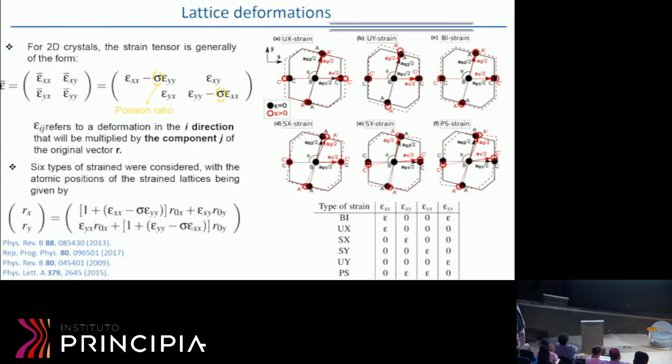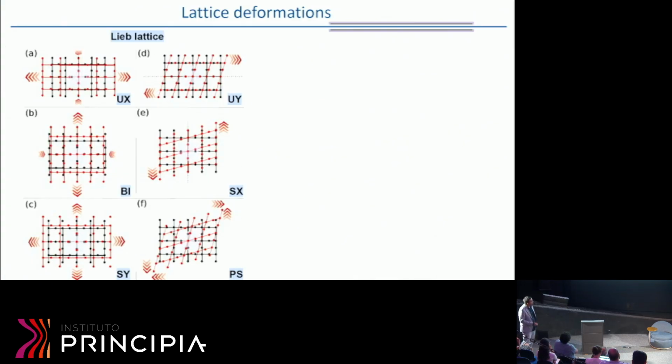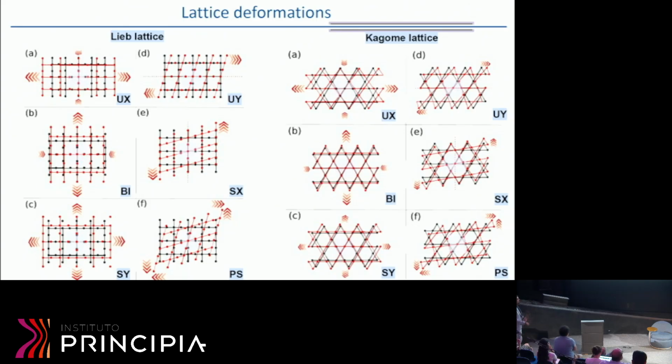So I apply 6 types of strain to see how the electronic properties change when you apply, for instance, uniaxial strain along x and y direction, biaxial strain, simple shear strain along x and y, and pure shear strain, okay? This is done just by replacing this 0 and epsilon in our matrix. And here is just a beautiful illustration of how you can see this Lieb and Kagome lattice deform.